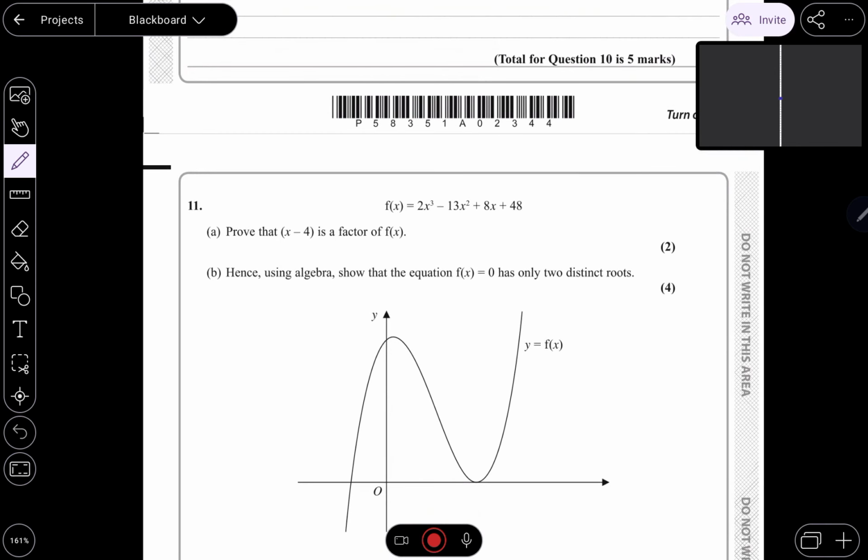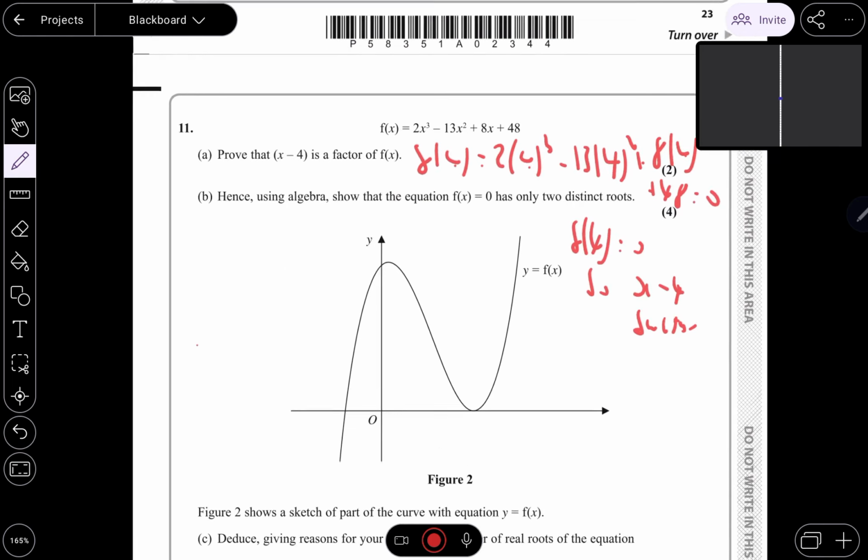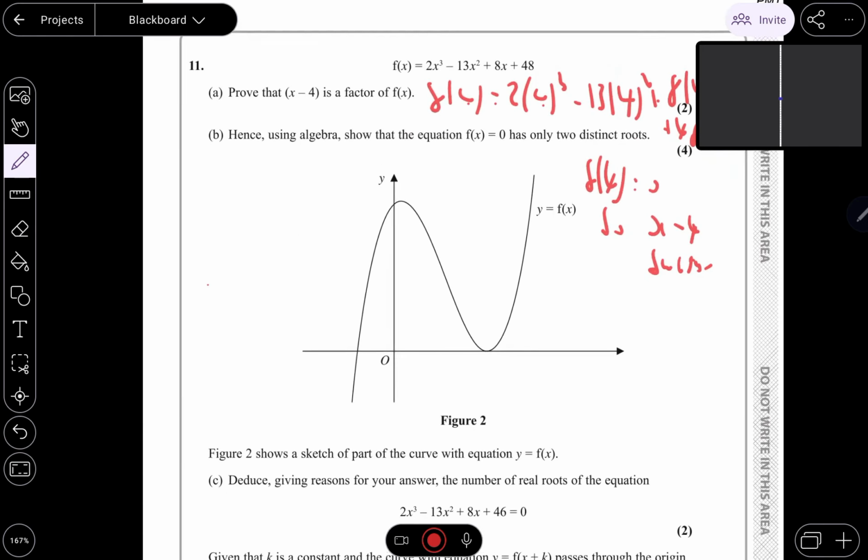Prove that this is a factor. So all we need to do is show evidence that we've put 4 in. Annoyingly, I do need to write this like this. And then I can just say equals 0. And then maybe f of 4 equals 0. So x minus 4 is a factor. That'll do.